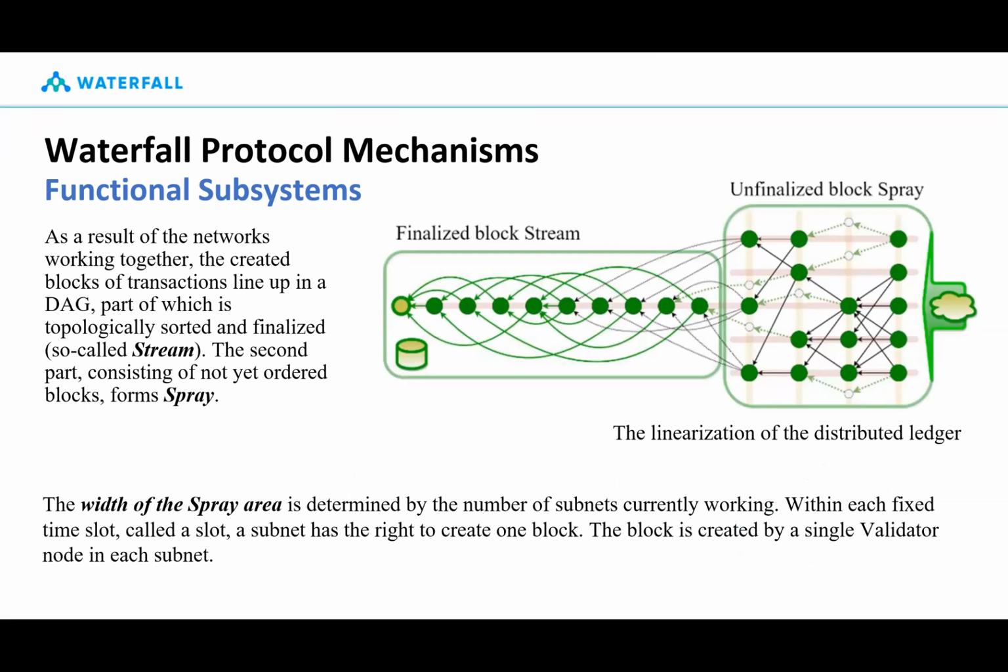basically it is finalized to create a stream, which is a linear set of blocks. The remaining not yet ordered blocks form a spray. Within each time slot, a validator node in a subset has the right to create a single block. The created blocks of transactions are lined up in a DAG, part of which is topologically sorted and finalized into the stream. And the second part, consisting of not yet ordered blocks, is a spray. The weight of the spray is determined by the number of subnets currently working in a shard.